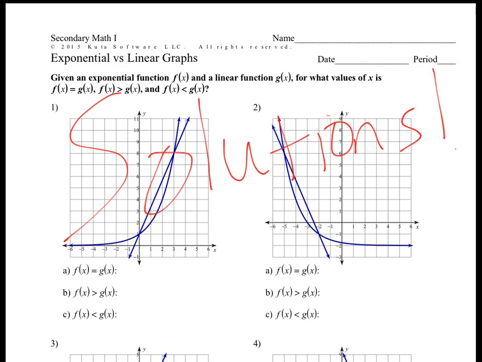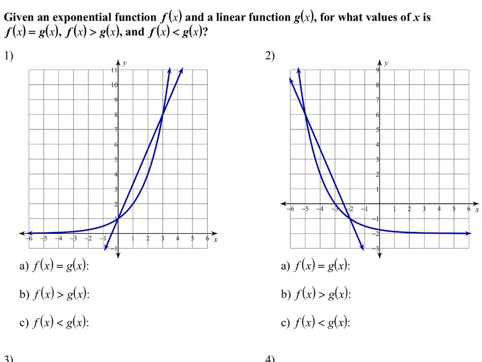Alright, time for the solutions for the exponential versus linear graphs. What you need to do on each of these is the exponential one is the f of x function, and the other one is the g function. You need to know that in order to answer the rest of these questions, but you need to first say where they are equal, where the exponential is greater than the linear, and where the exponential is less than the linear. And that's speaking strictly in function values.